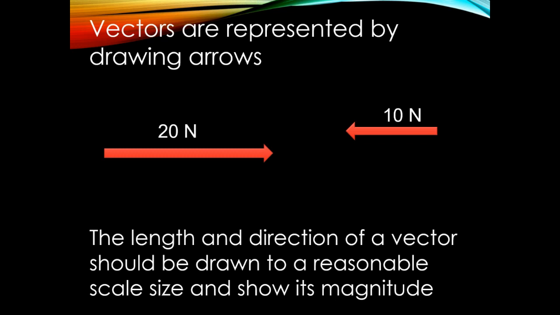Vectors are represented by arrows. The direction the arrow points is the direction of the quantity, in this case, the force. So the first arrow there indicates the force is acting to the right. The second vector shows the force acting to the left. The length of the arrow indicates the magnitude. So a longer arrow means that the force is larger. This 20 Newton force vector will be drawn twice as long as a 10 Newton force vector.